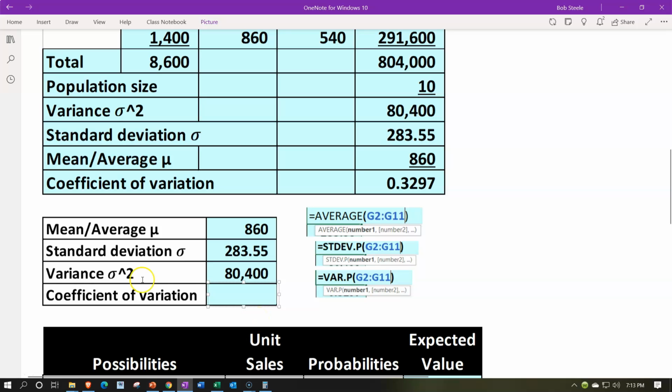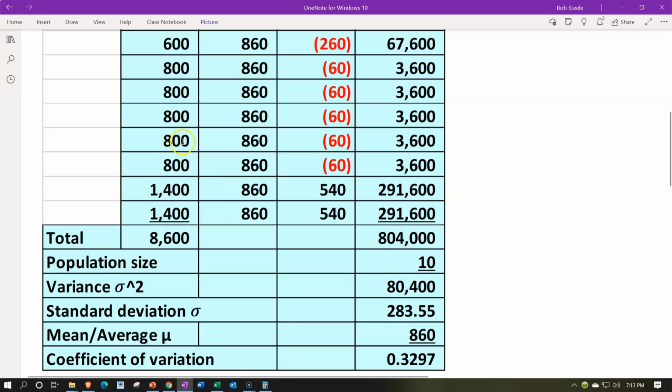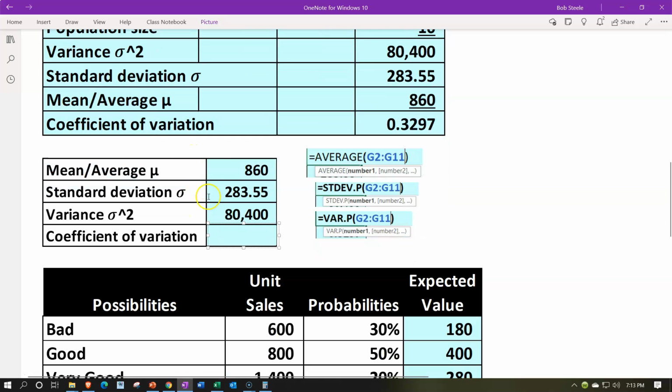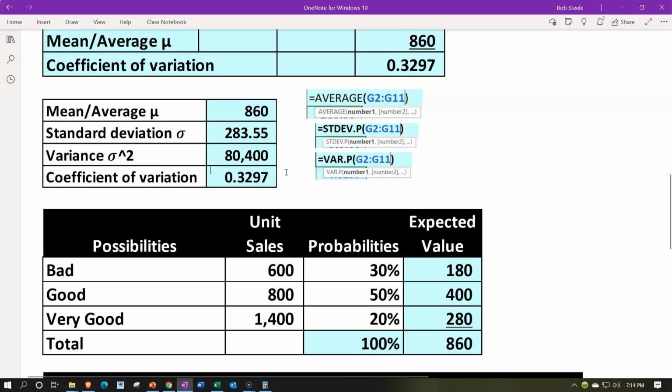Then we've got the variance, and you can calculate that with a formula, which would be equals VAR.P. Once again, the P stands for the population versus the sample. So we're talking about a whole population versus a sample population, and that would be the same series of numbers, and that would give you the 80,400, matching the 80,400 up top. And then we can calculate the coefficient of variation the same way we did up top, just taking the standard deviation divided by the mean.